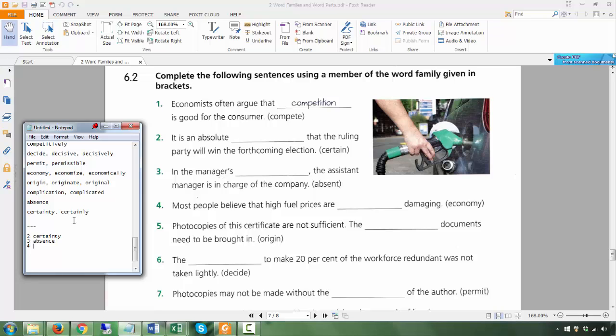Many people believe that high fuel prices are, okay, you could look at this as either an adjective or a verb in the continuous tense. But whatever it is, whatever describes a verb or an adjective is the adverb, economically. Okay, that is describing the damaging. Photocopies of this certificate are not sufficient. The what documents, the article always comes with a noun. The documents is that, so this is going to describe the documents. Original, the adjective version. Okay, adjective comes before the noun.